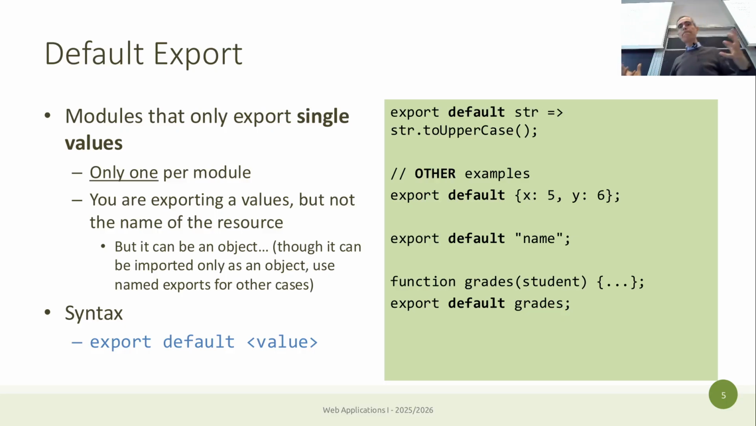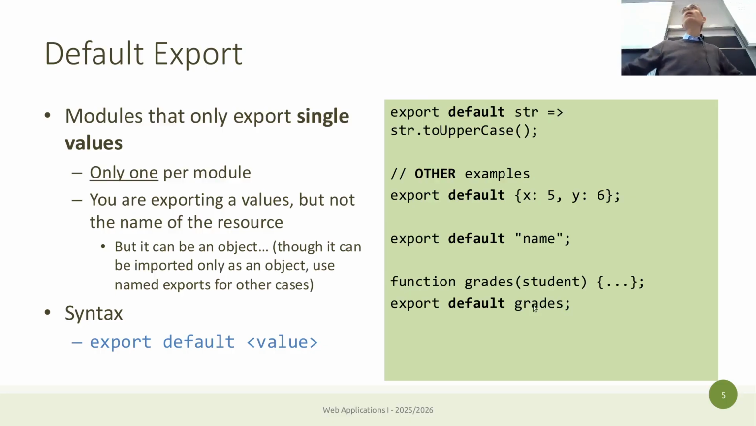Okay? And so, first, how do we export something? Well, just write export, the keyword, default, and then a value. That can be anything. Like in this case, it's a function, a function immediately defined here, that takes a string as a parameter and returns the uppercase version of the string. Or maybe it can be an object, can be a string, can be a variable that references anything, a function, an object, an array, and so on.